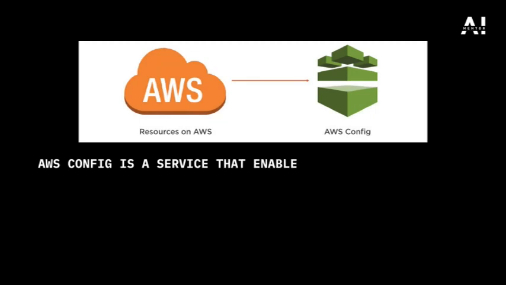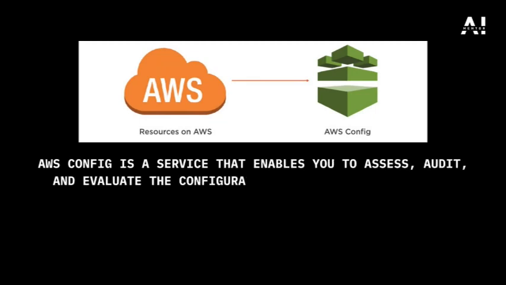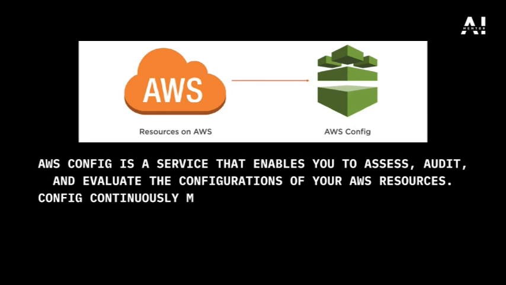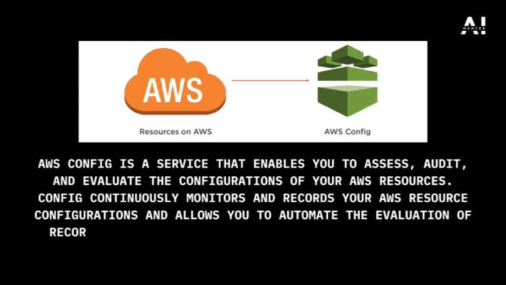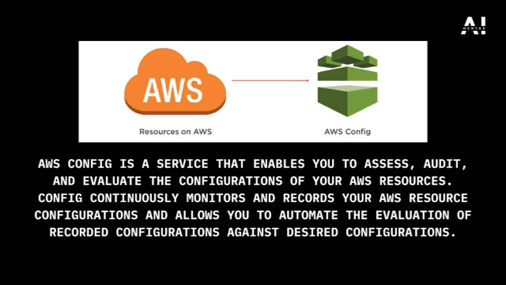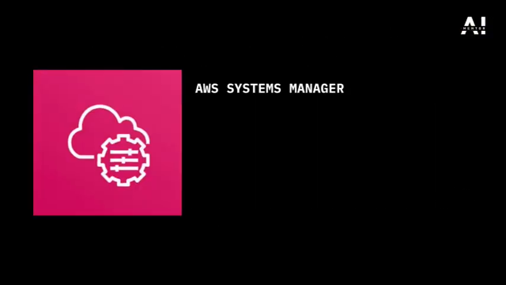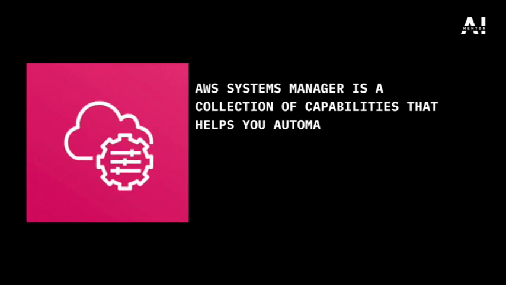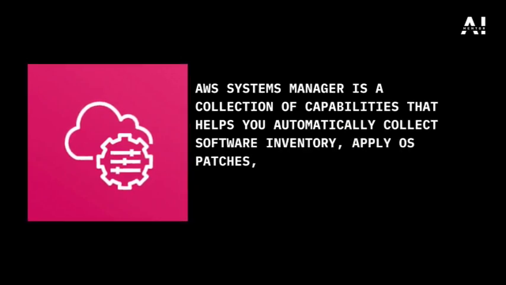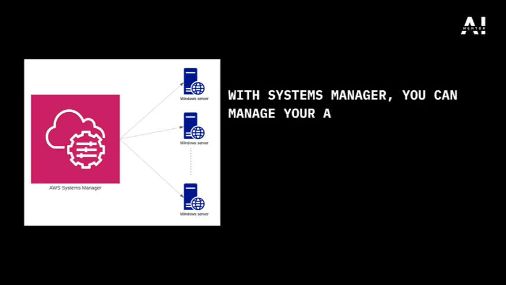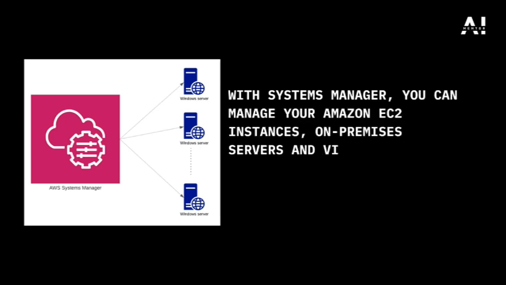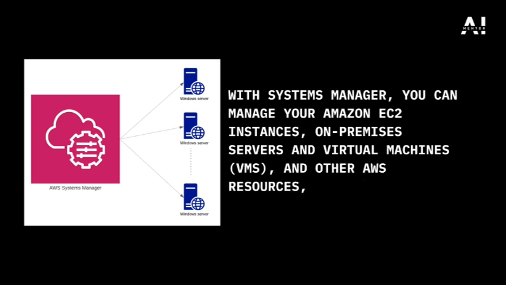AWS Config is a service that enables you to assess, audit, and evaluate the configurations of your AWS resources. Config continuously monitors and records your AWS resource configurations and allows you to automate the evaluation of recorded configurations against desired configurations. AWS Systems Manager is a collection of capabilities that helps you automatically collect software inventory, apply OS patches, create system images, and configure Windows and Linux operating systems. With Systems Manager, you can manage your Amazon EC2 instances, on-premises servers and virtual machines, VMs, and other AWS resources from a single console.